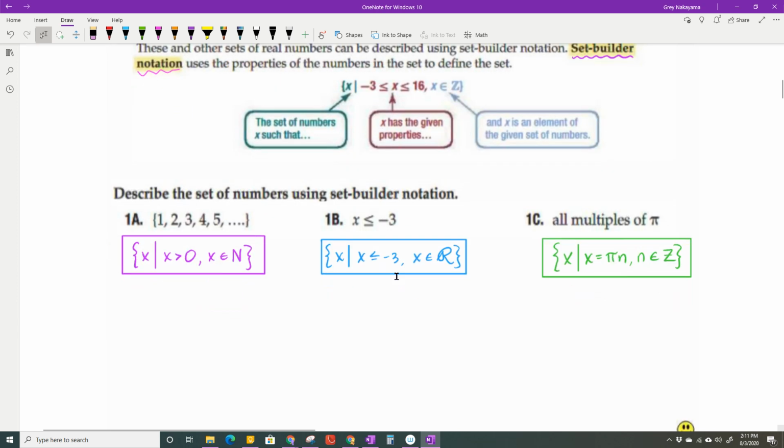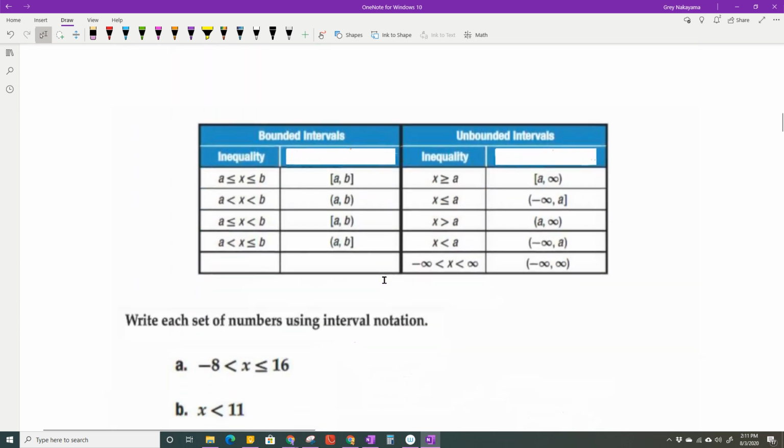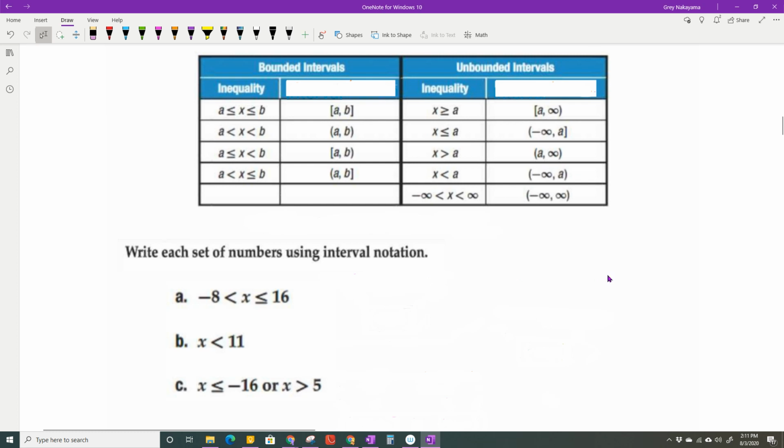The other kind of notation that you should have learned last year is something called interval notation. So we go from an inequality right here to an interval, and we have bounded intervals or unbounded intervals. So if you look at this interval notation and that interval notation, the difference is all of these contain an infinity symbol and these do not, because infinity is unbounded. Okay, so we'll do some examples of those.